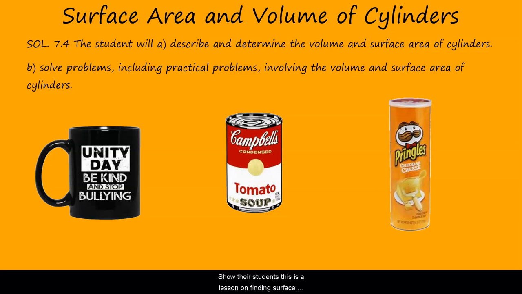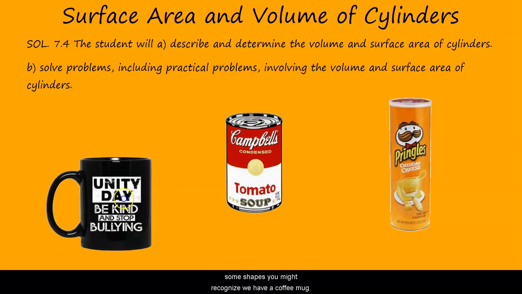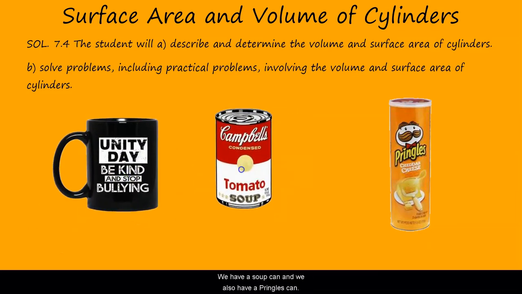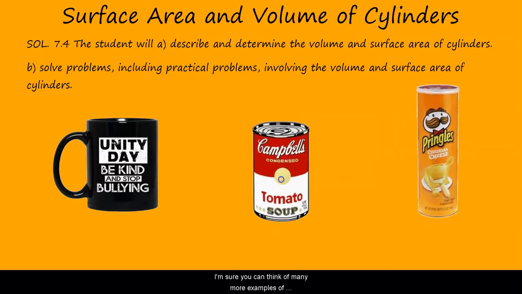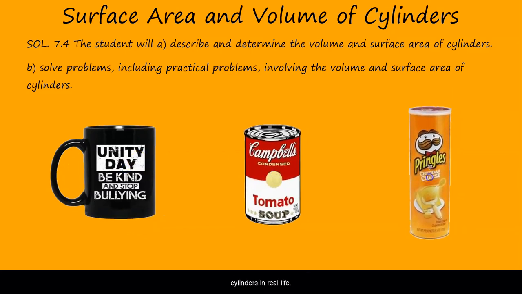Hello there, students. This is a lesson on finding surface area and volume of cylinders. We have some various cylinders here at the bottom, some shapes you might recognize. We have a coffee mug, a soup can, and a Pringles can. I'm sure you can think of many more examples of cylinders in real life.